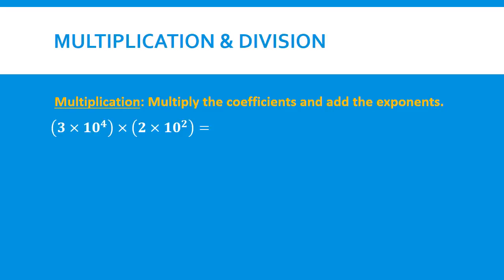So if we have these two numbers here, we take our coefficients, which are 3 and 2, multiply them, then we take our times 10, which is our base, then we add the exponents, which would be 4 plus 2. So that gives us 6 by 10 to the 6.